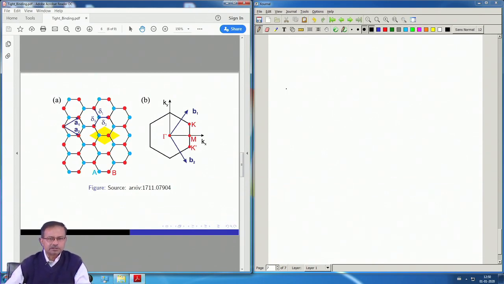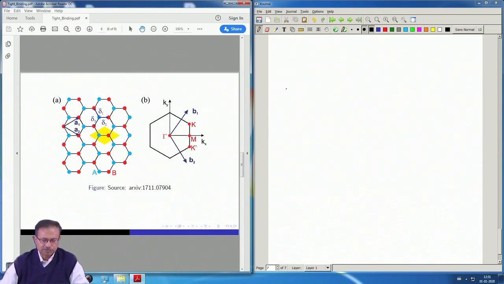for the one atom per unit cell case. But the complications are not too much. The procedure is the same, and instead of just complex numbers, you have to handle a 2 by 2 or n by n finite dimensional matrix. That is all.